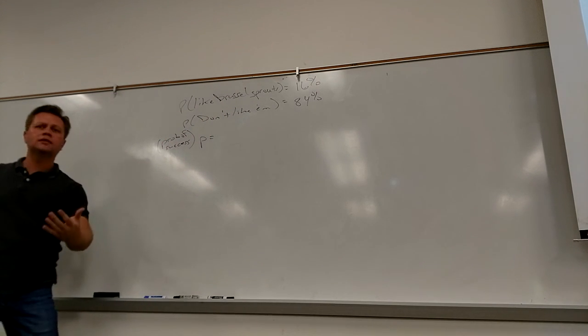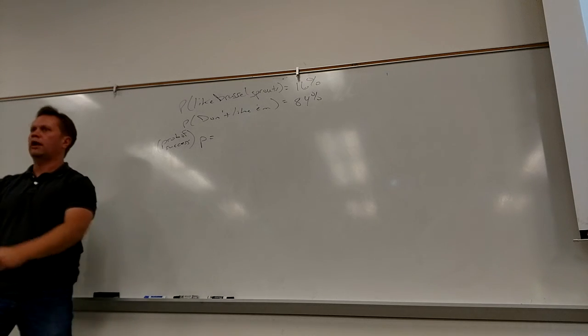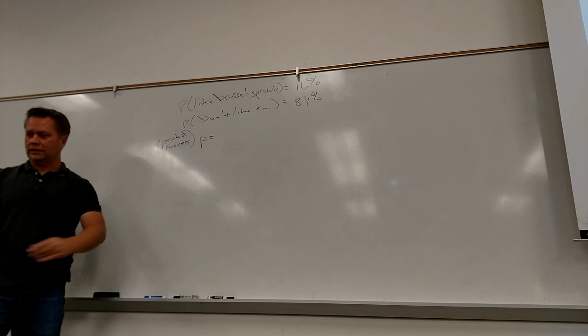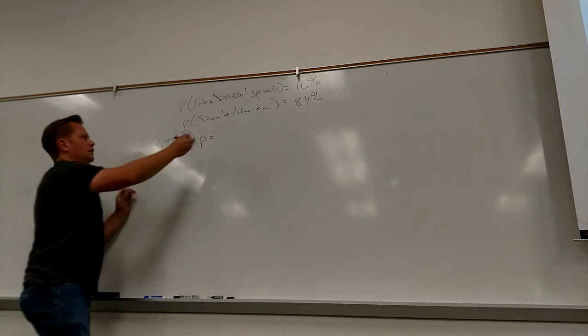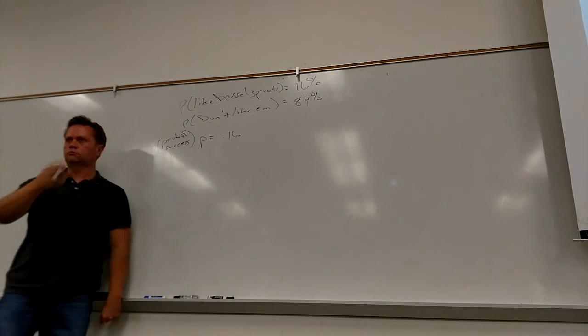So success doesn't have to be a happy thing. It could be a dead body, whatever you're looking for, right? Rabbit, squirrel, maybe connected to the dead body. I don't know. So what is P? It's 0.16. Is that cool?